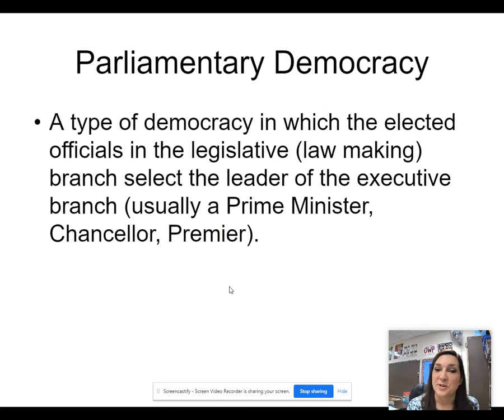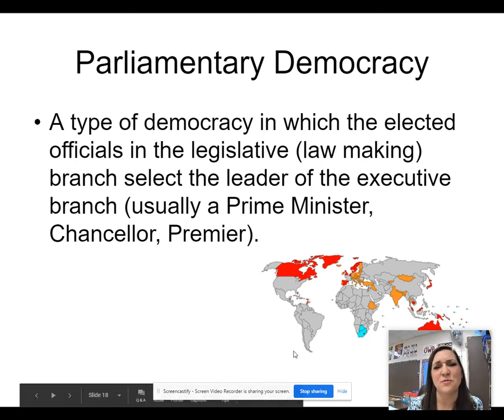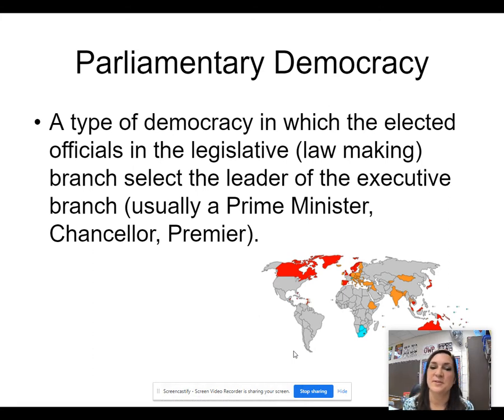You have a parliamentary democracy, and we do not have this in the United States. Here's a map of the countries that have different forms of parliamentary democracy. And this is the type of democracy in which the elected officials in the legislative branch, so the lawmaking branch, select the leader of the executive branch. And usually that leader is called a prime minister or a chancellor or a premier.